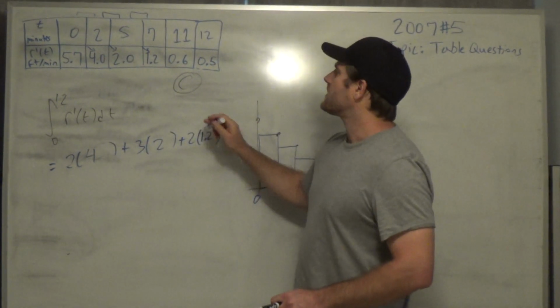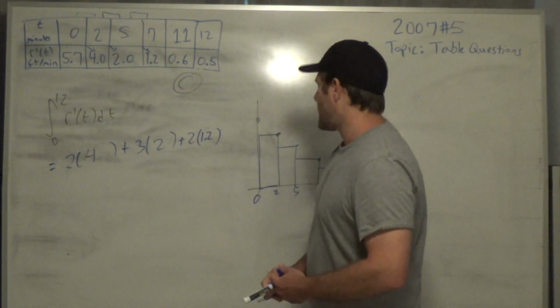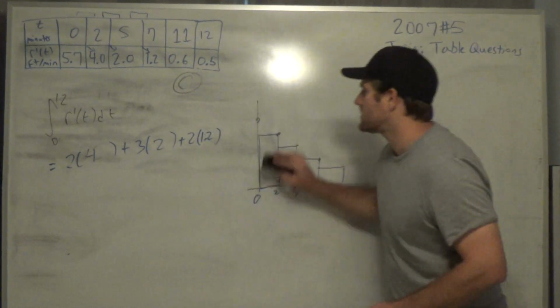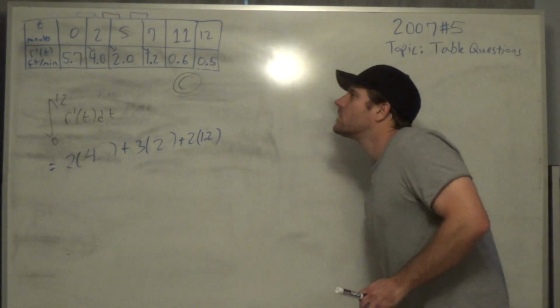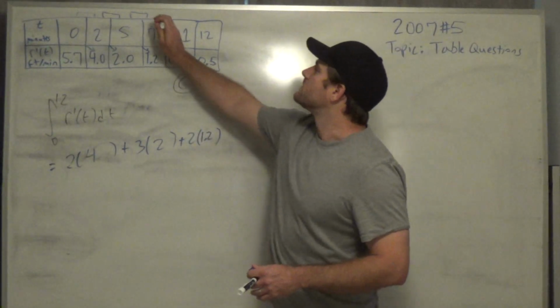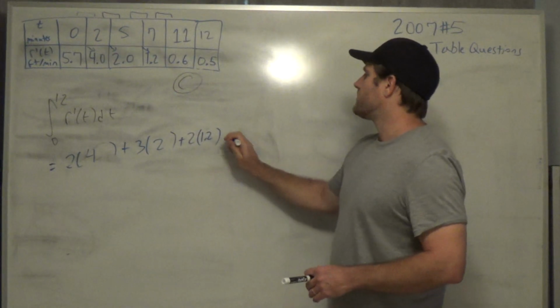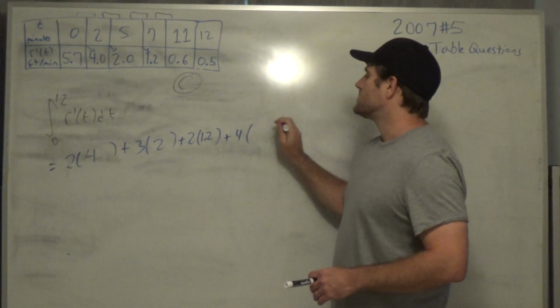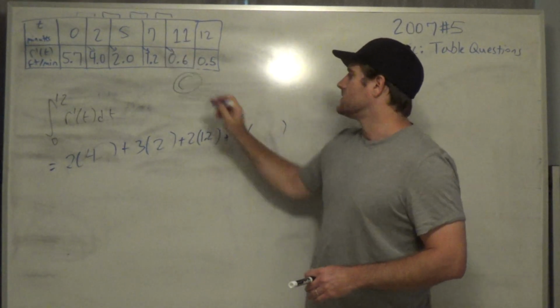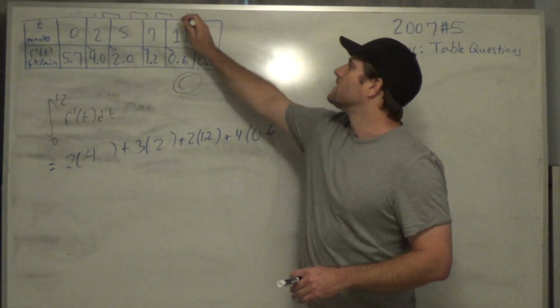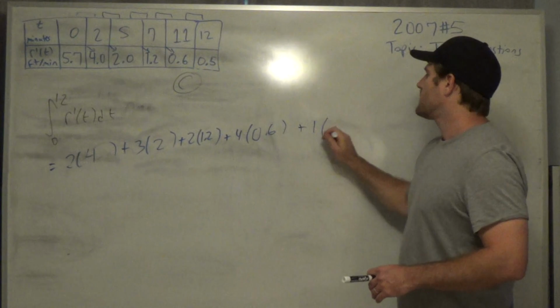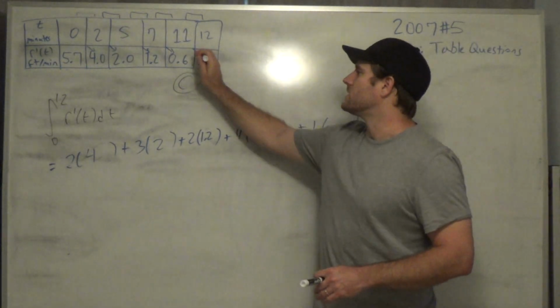And last, we have even more. I apologize, I'm running out of space. So we actually have 5 rectangles. From 7 to 11, that's a distance of 4. Again, we're using the height on the right, so we're using 0.6. And the last one, that's a 1, and the height is 0.5.